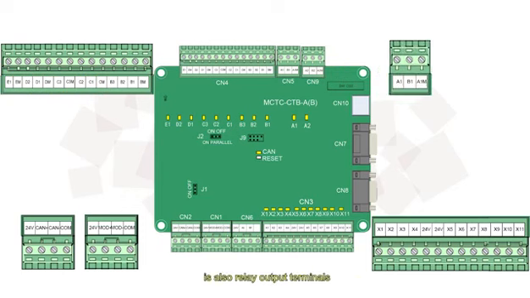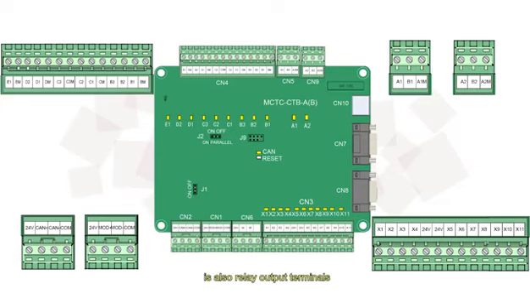CN5 is also relay output terminals, drive capacity 3 ampere 250-volt AC or 1 ampere 30-volt DC. It is used to control the cabin fan running. A1A 1M is NC terminals, B1A 1M is NO terminals.